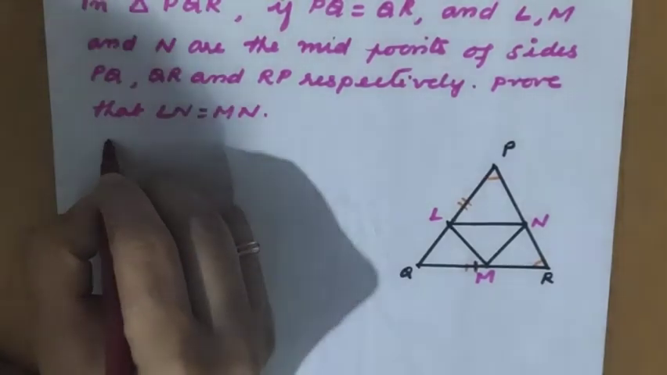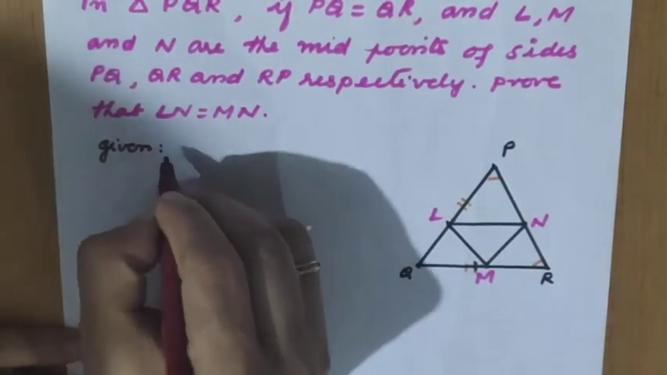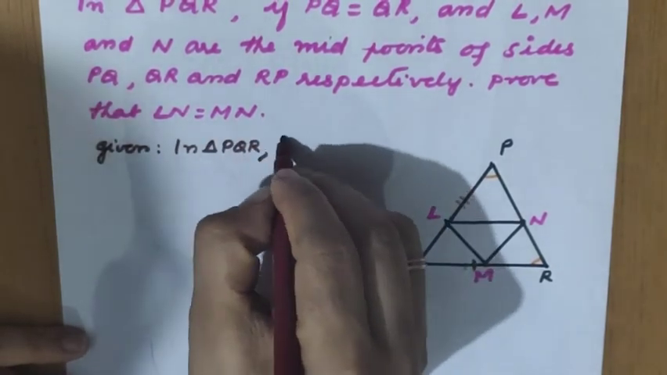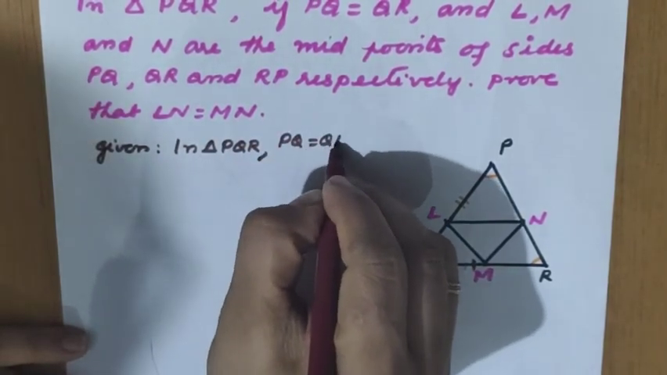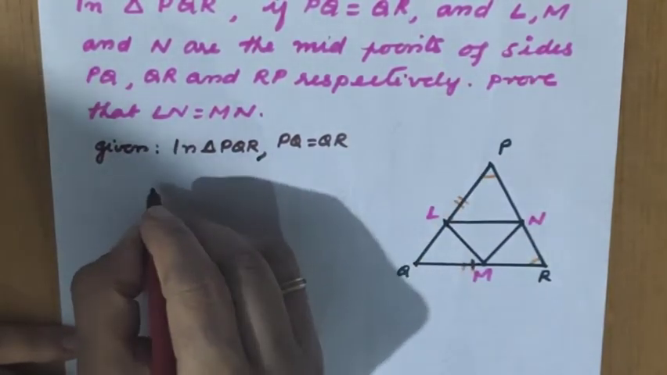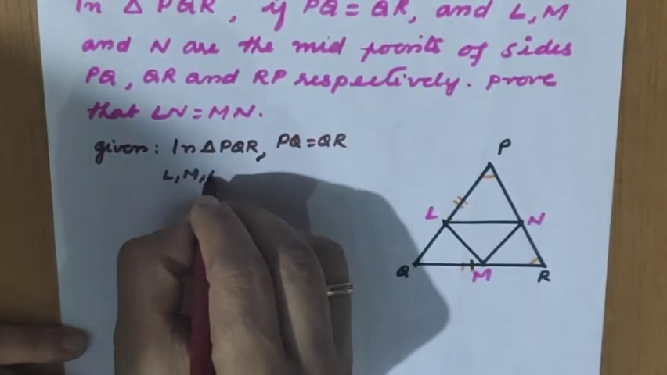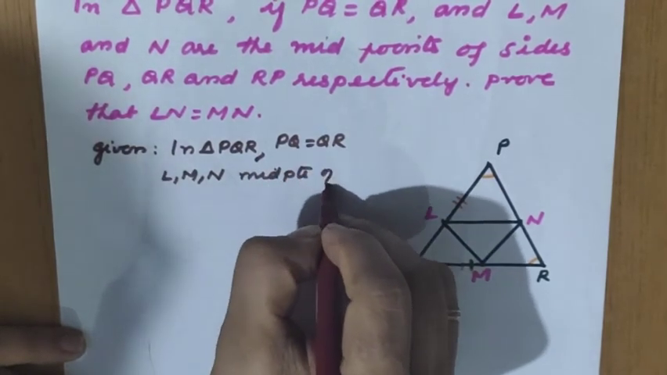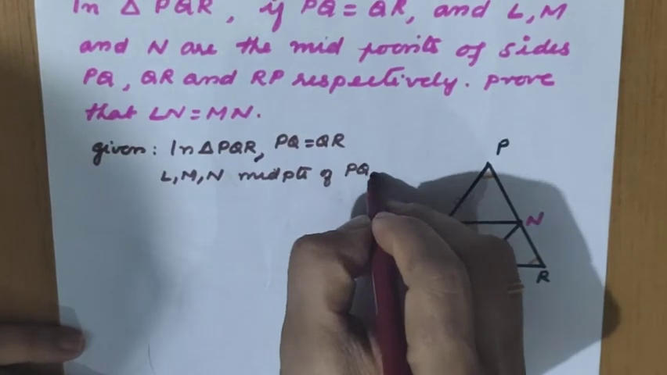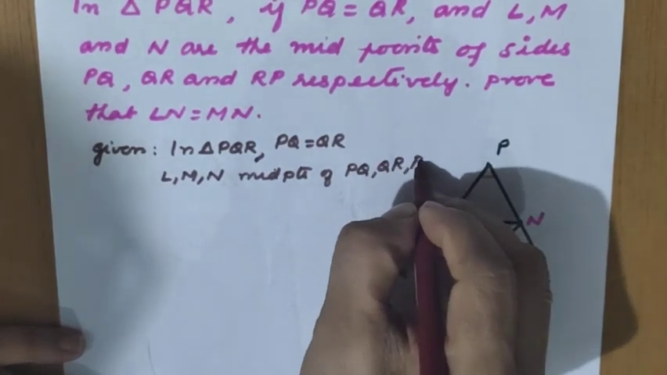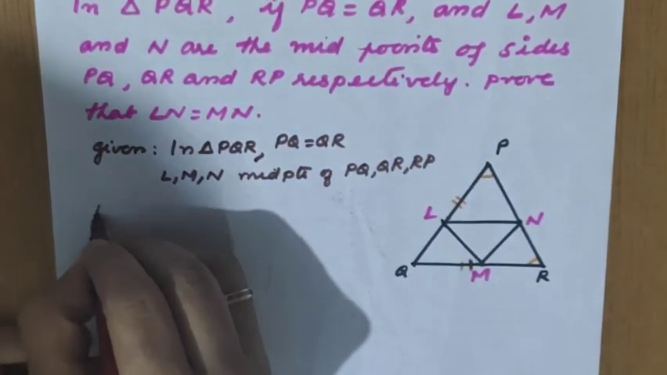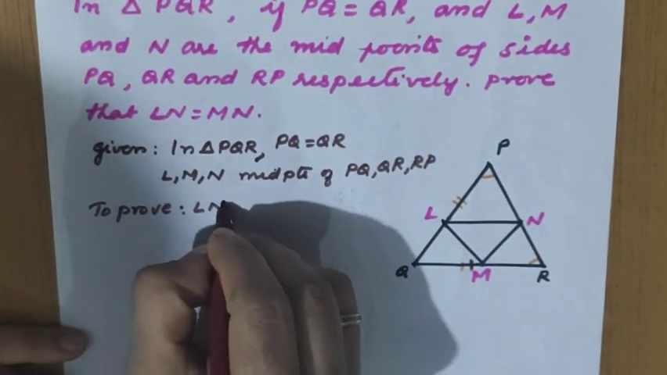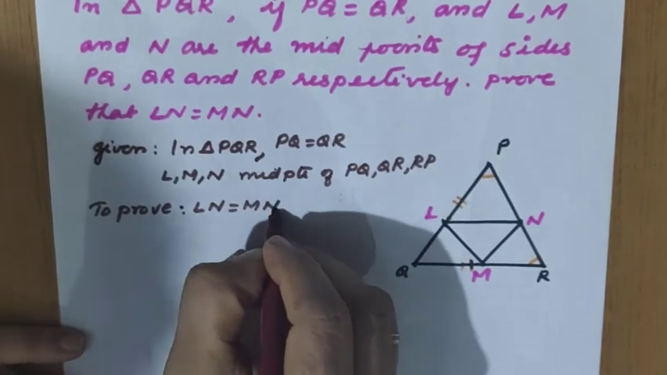So I'll write in the given, what I can write? In triangle PQR, PQ equal to QR. What is additional points they are given? L, M, N midpoints of PQ, QR and RP, right? Now to prove LN equal to MN.